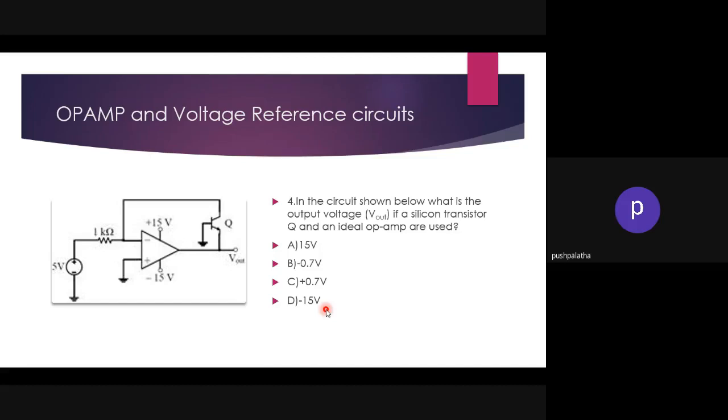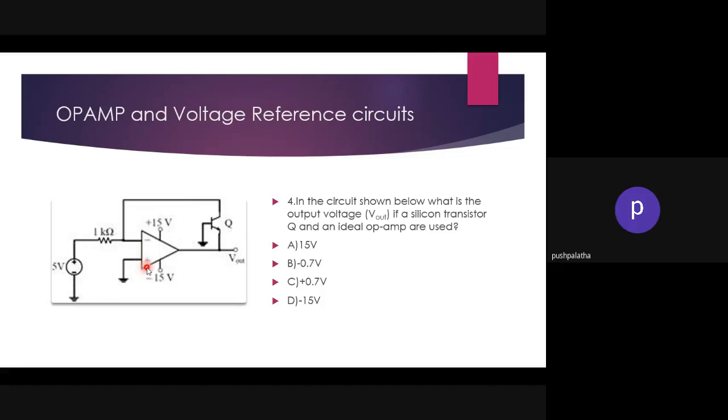I simplified this circuit also, but before going to the simplification, I always tell you: you need to completely observe the circuit and guess the answer. Then only go for the calculation. If our guess and our calculation are almost equal, then we can choose the answer. Now let me start with my guess here.